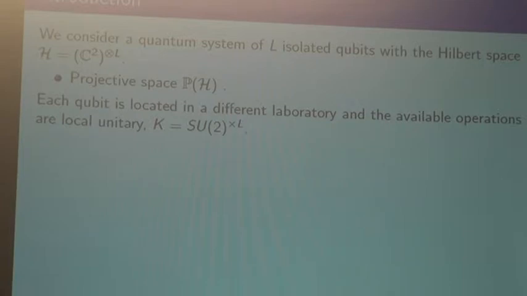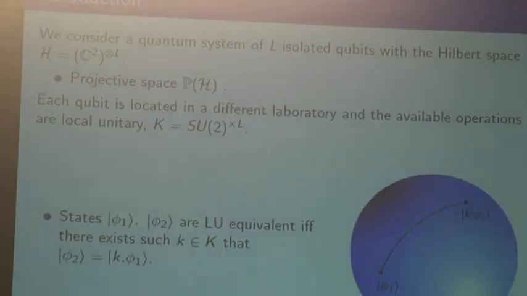And there's another implication. Because each qubit is located in a different laboratory, the only operations we consider are local unitary, which means that there are L copies of unitary operators, each of them acts on one qubit. We say that two states are local unitary equivalent if there exists such a local unitary operation that transforms one state onto another state.